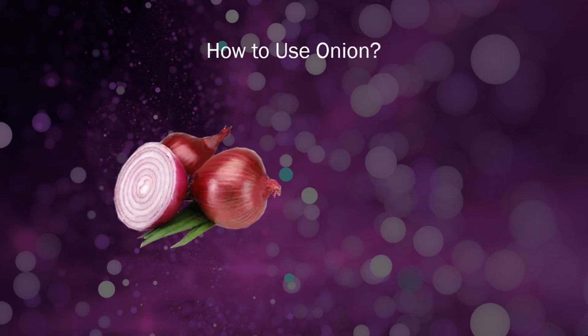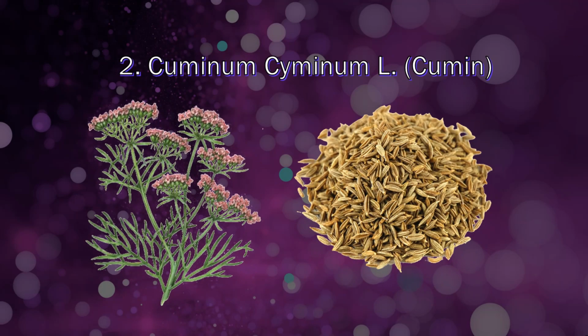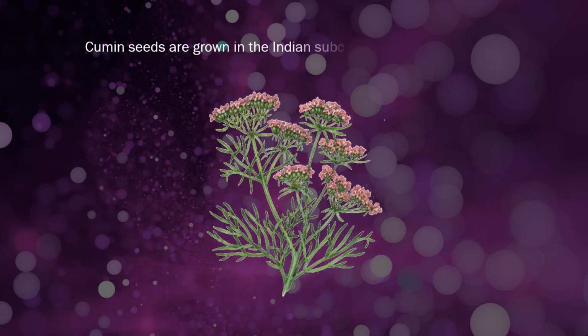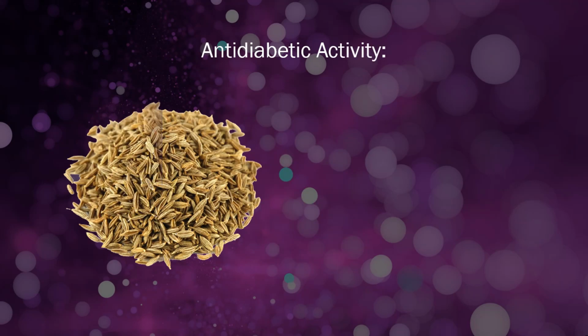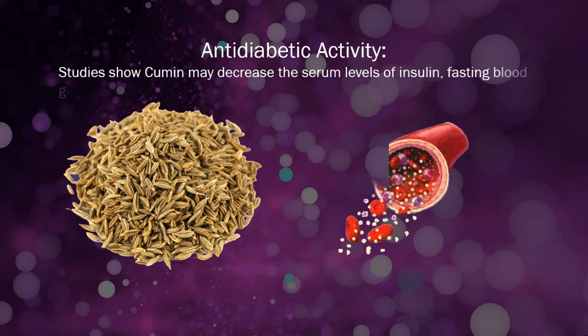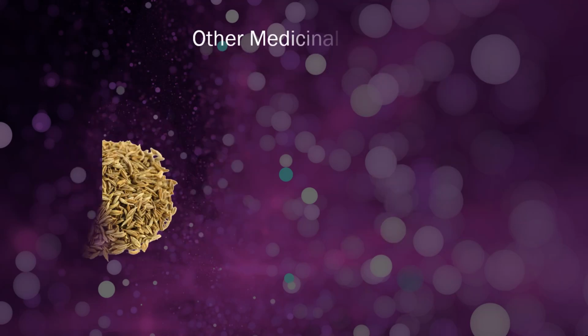How to use onion? Use this vegetable regularly in cooking. Search for suitable recipes. Raw consumption is preferable. 2. Cuminum cyminum L., cumin. Cumin seeds are grown in the Indian subcontinent, Northern Africa, Mexico, Chile, and China. Anti-diabetic activity: studies show cumin can decrease the serum levels of insulin, fasting blood glucose, and glycosylated hemoglobin, and also inflammatory indices.